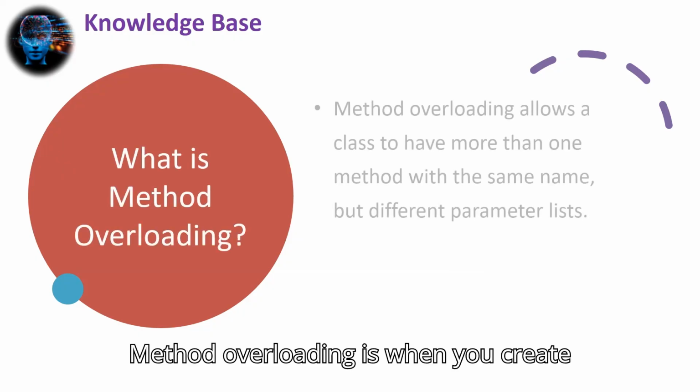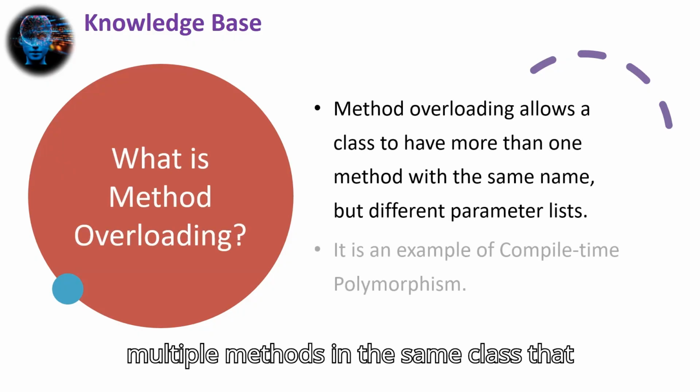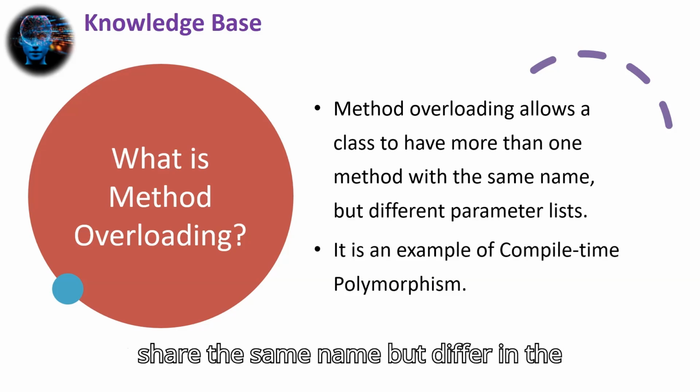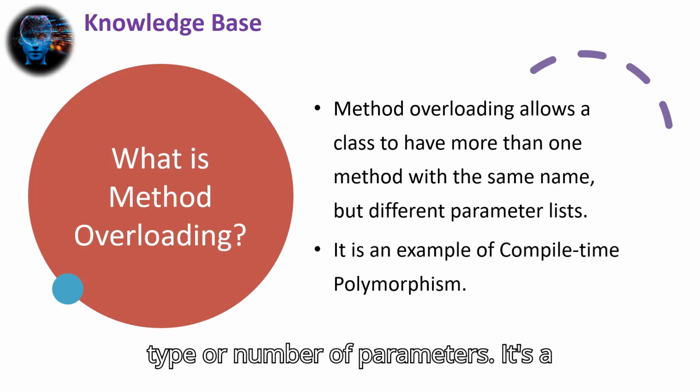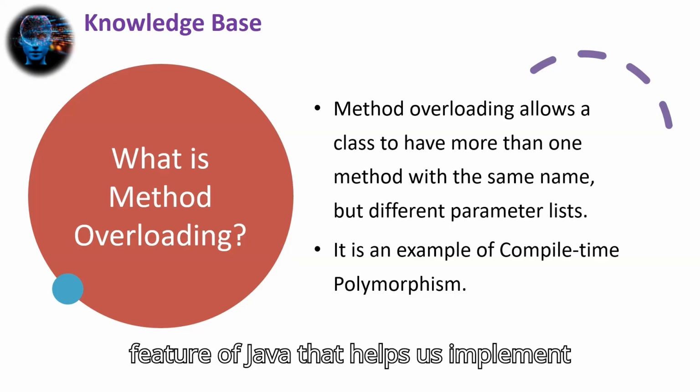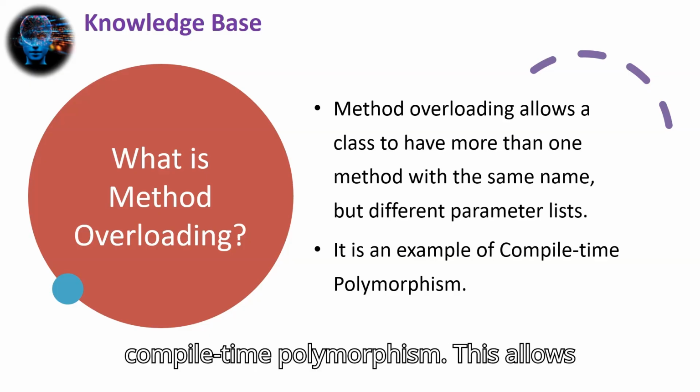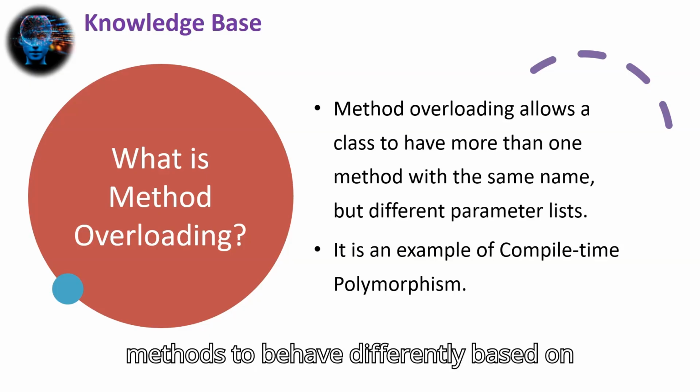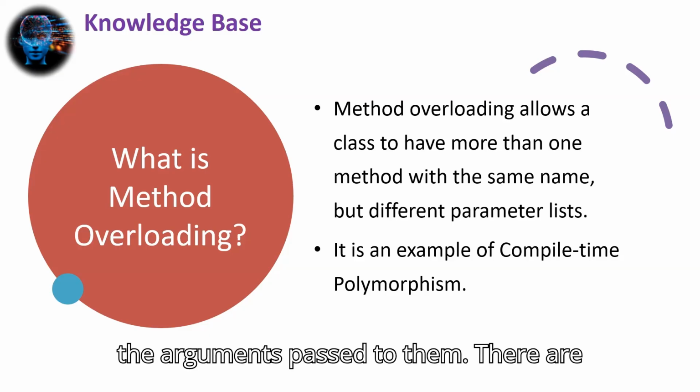Method overloading is when you create multiple methods in the same class that share the same name but differ in the type or number of parameters. It's a feature of Java that helps us implement compile-time polymorphism. This allows methods to behave differently based on the arguments passed to them.